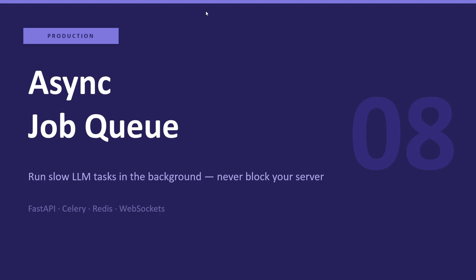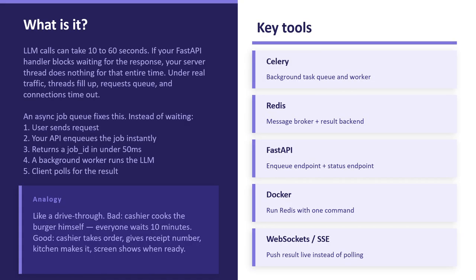Hi, this video is about async job queue. We are now in the production layer. This video solves one of the first problems you will hit when you deploy an AI feature to real users. LLM calls are slow, and you cannot block your web server waiting for them. So what is it? Here is the problem.